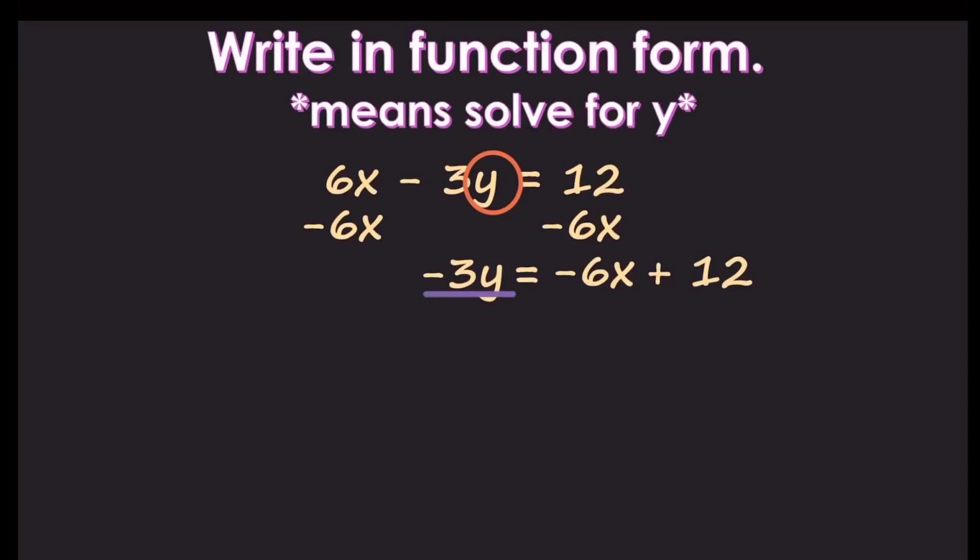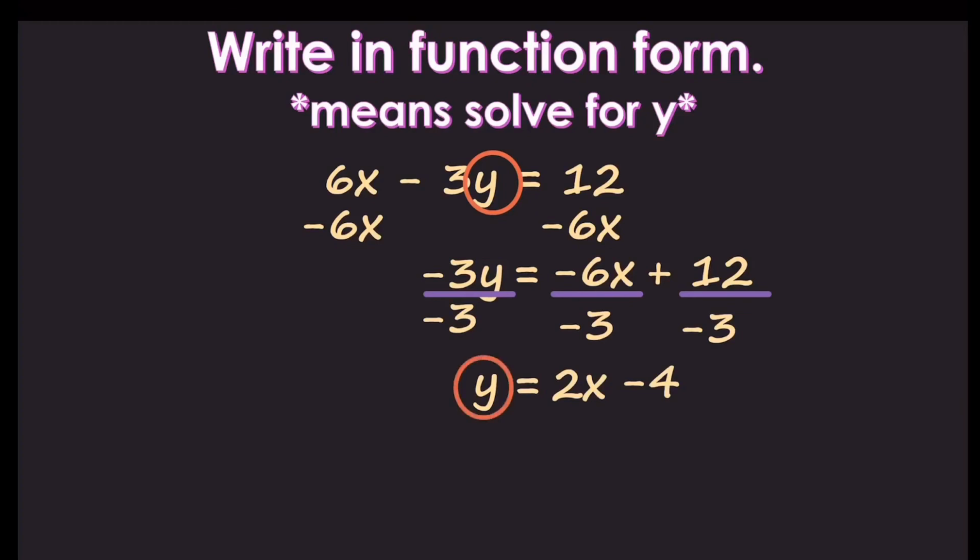Now I need to divide each term by negative 3. So look how I'm writing it. Make sure you're writing it the same way I'm writing it, because this makes this next step easier. Negative 3 divided by 3 is y. Negative 6 divided by negative 3 would give me a 2x, a positive. And then 12 divided by -3 is -4. Take a look. Is y by itself? Yes, it is. That means you have written it in function form.